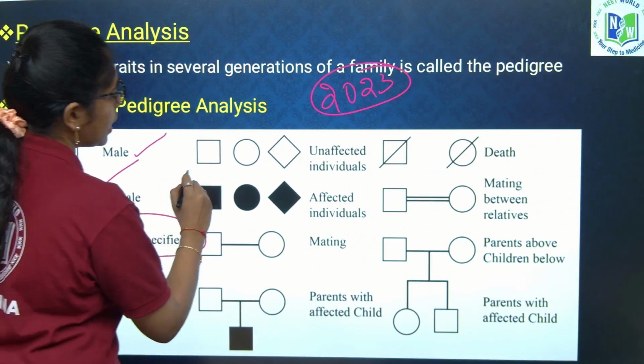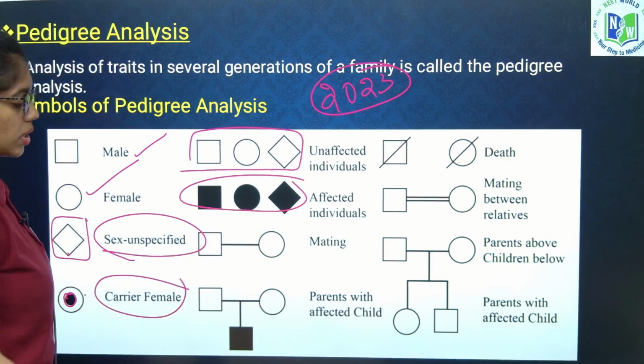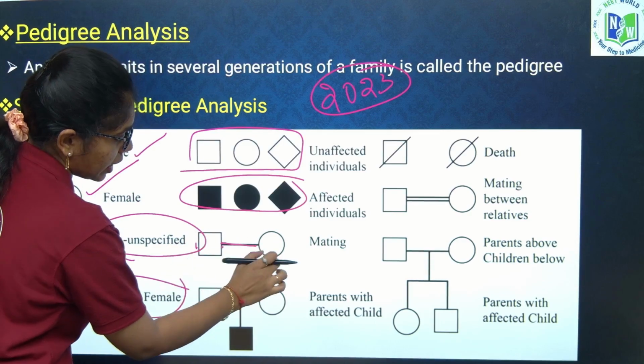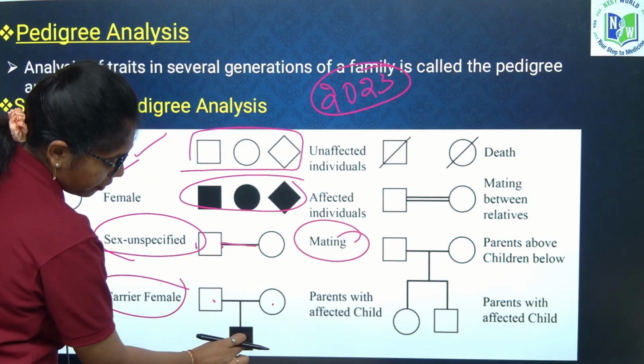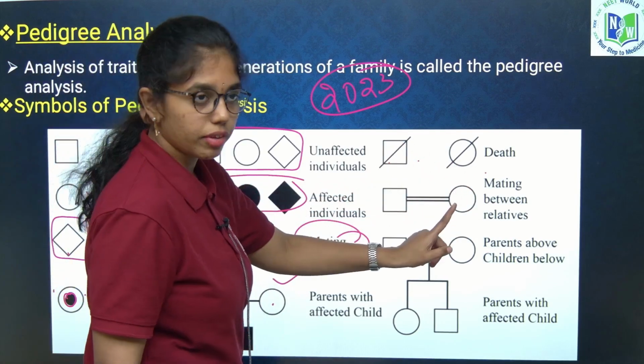Next, these are unaffected individuals, this is affected individuals. If there is a single line adjoining male and female, that is square and circle, this is mating, and unaffected parents, affected children. Here, if they are dead, this is the symbol they will use.